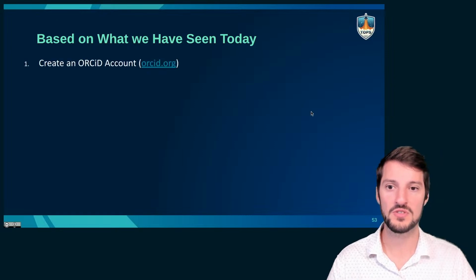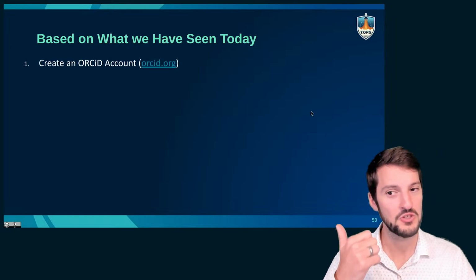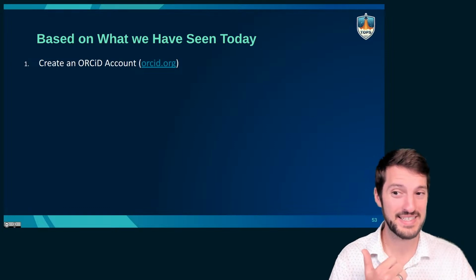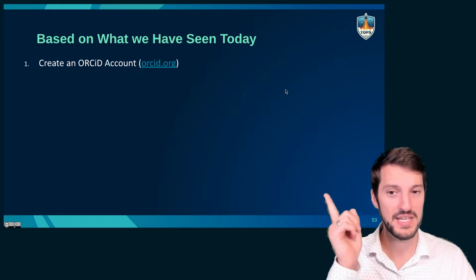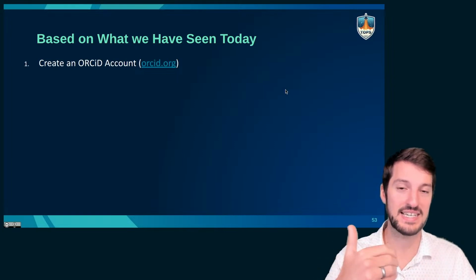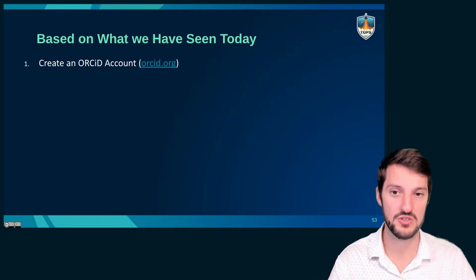First and foremost, create an ORCID account. You should have already done one, and if you want that NASA TOPST Open Science badge, you need an ORCID. So make sure that you have an ORCID, because it will help identify you as an individual researcher at an institution.